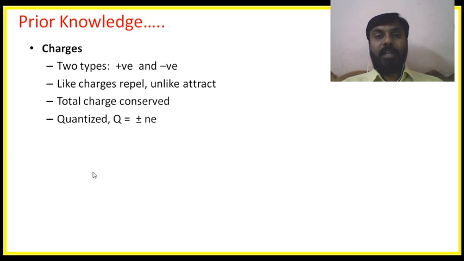Then the charge on any other substance will be either plus or minus 1.6 into 10 to the power of minus 19, or 3.2 into 10 to the power of minus 19, or plus or minus 4.8 into 10 to the power of minus 19, and so on. But we do not find charges like 3 into 10 to the power of minus 19 or 5 into 10 to the power of minus 19 on any substance.